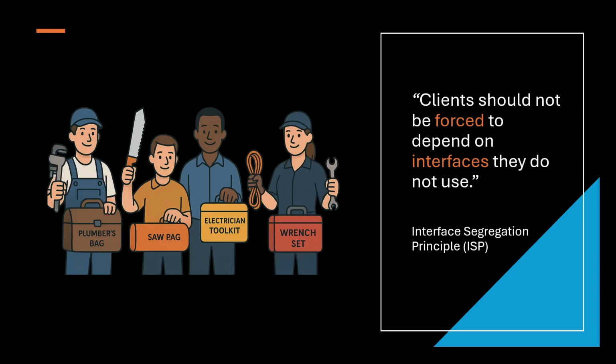Each class, or in this analogy, each person, should only carry the tools or methods they need to do their job. Now compare this to what we saw earlier: one person carrying an overloaded, bloated toolbox, feeling frustrated. That's what happens when you violate Interface Segregation Principle. With ISP applied, things are clean, lightweight, and purpose-driven, just like these toolkits.